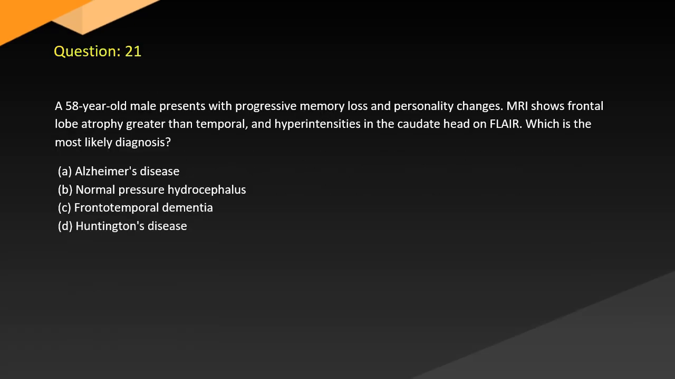Question 21. A 58-year-old male presents with progressive memory loss and personality changes. MRI shows frontal lobe atrophy greater than temporal, and hyperintensities in the caudate heads on FLAIR. Which is the most likely diagnosis? A. Alzheimer's disease. B. Normal pressure hydrocephalus. C. Frontotemporal dementia. D. Huntington's disease.